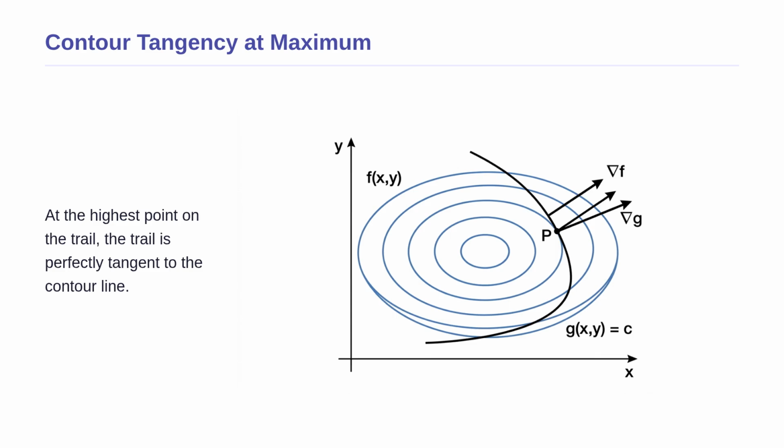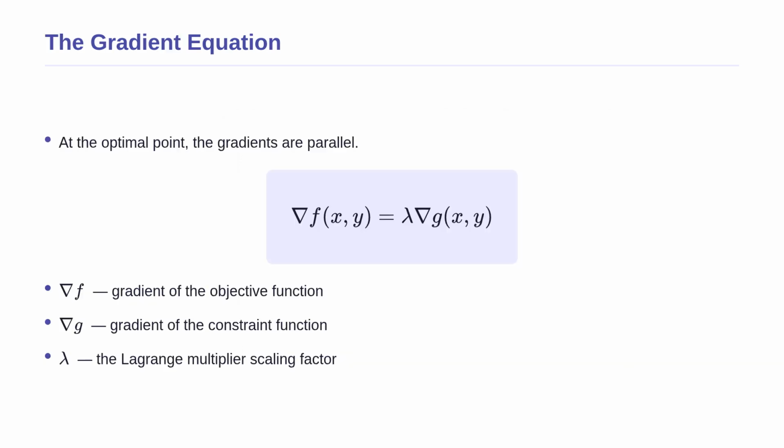Now that we have our hiking analogy, let us look at this mathematically. Here, the concentric ovals are contour lines representing different heights on our mountain. The solid black curve is our trail, the constraint. Notice the point labeled P. This is the highest point on the trail. At this exact spot, the trail just barely touches the contour line, running perfectly parallel to it. Because they touch perfectly, their steepest uphill directions, called gradients, point along the exact same invisible line. This visual alignment of gradients gives us our foundational equation.